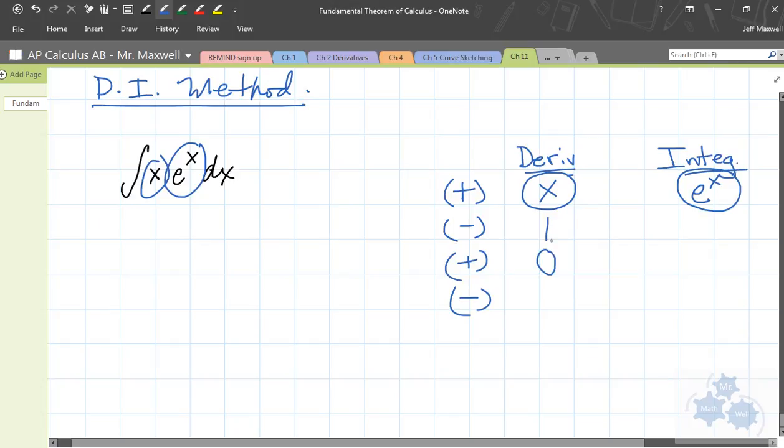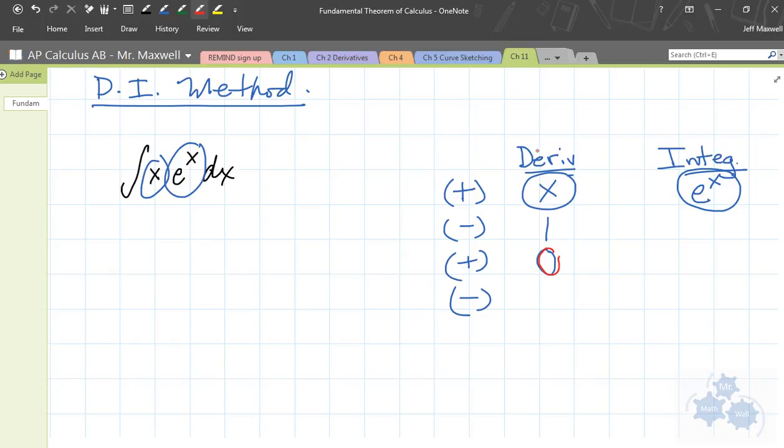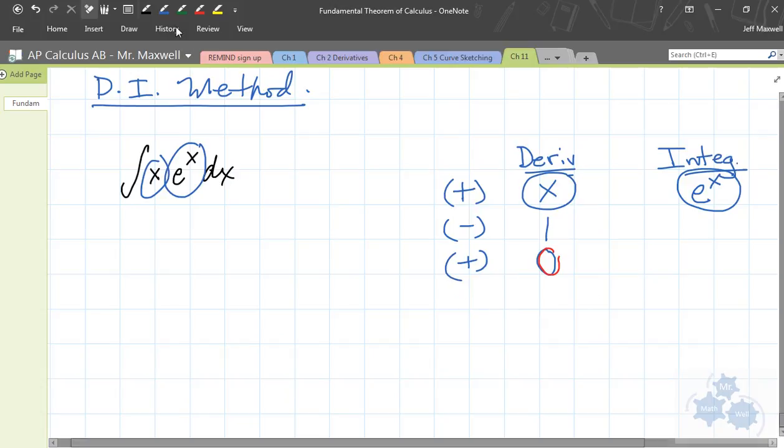Okay? So here's the first key right here. If, in your derivative column, you differentiate, and if you get to 0, you stop, all right? That's a good thing. And what that means is that's going to be your last row on this little chart. So then you go over to the other side.